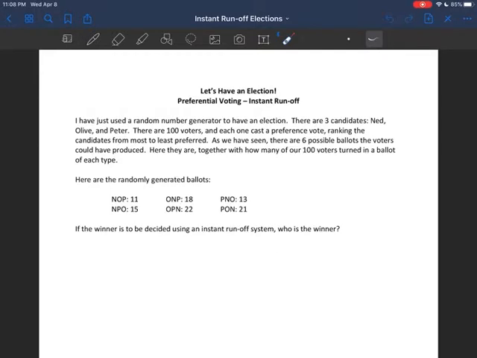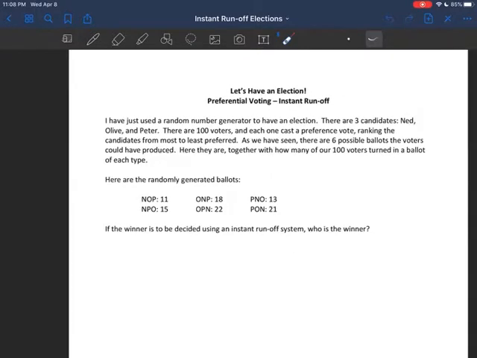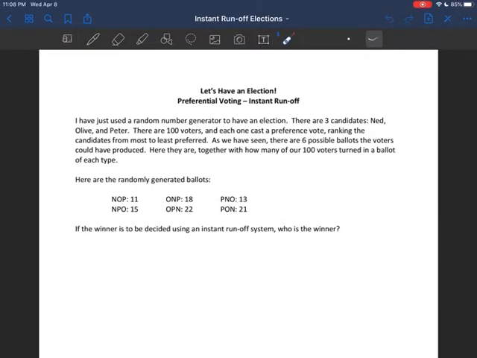Hi, everyone. So today we're just going to have a quick primer, a little bit of a review about how to handle deciding the winner of an election using preferential voting in the instant runoff style. So basically, I've run us a randomly generated election, and we're going to see how it turns out.